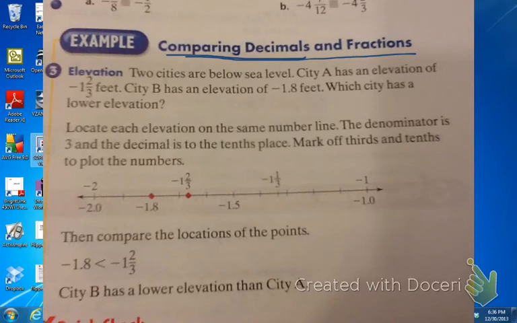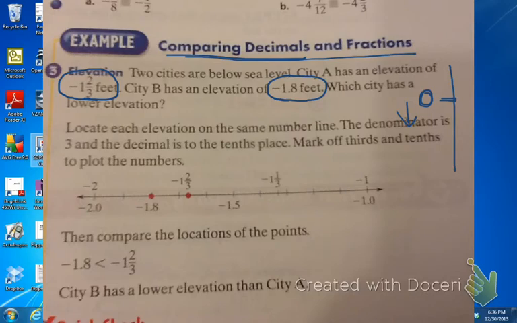Alright, so here we're looking at elevation. Two cities are below sea level. City A has an elevation of negative 1 2/3 feet, where City B has an elevation of negative 1.8 feet. Which city has the lower elevation? So we're thinking of this number line vertically, right? We have 0, sea level, and these are all below sea level. We want to know which one is lower.